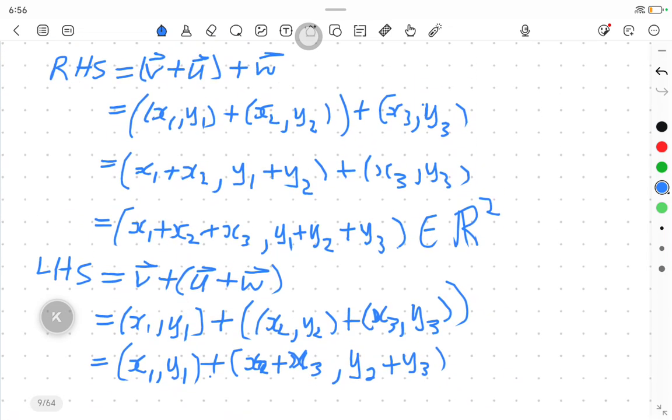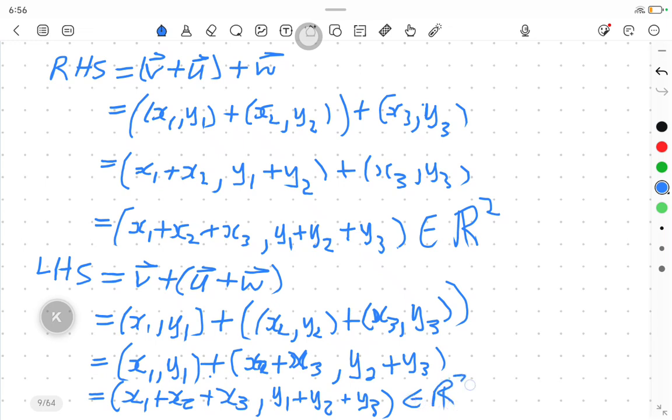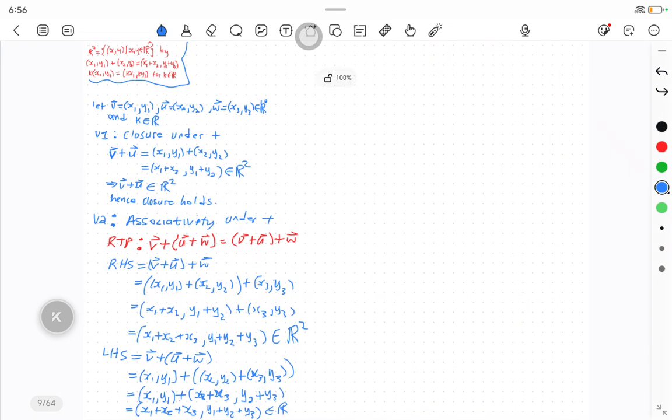We say right, and this would be x1 plus x2 plus x3, y1 plus y2 plus y3, and this is also an element of R squared. But if we check, these two are equal, it means that this is associative. We say right now, it means that this is associative.